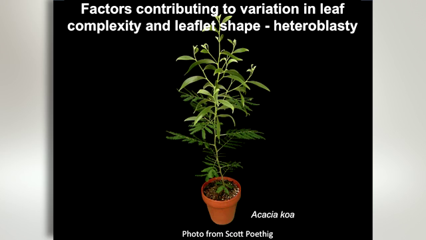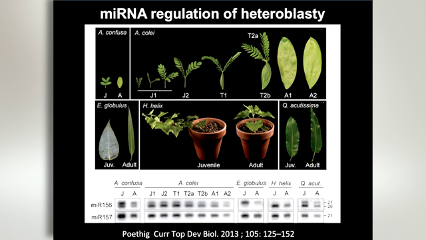And so when we want to think about factors contributing to variation in leaf complexity and leaflet shape, or heteroblasty, I want to point out Scott's really nice work done in the acacia system. In acacia, leaves start out complex and then go more simple. What you see happening is that one particular microRNA, and for the non-molecular biologists in this audience, I would just say that microRNAs are small RNAs that regulate the expression of other target genes. We will talk about what the target genes for this particular microRNA are in just a second.